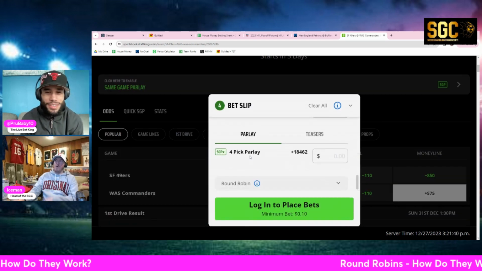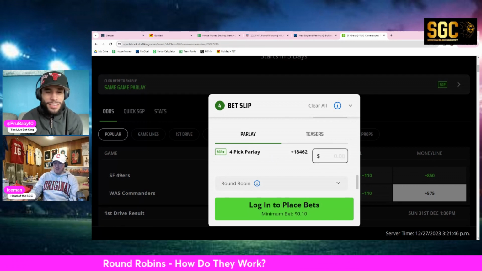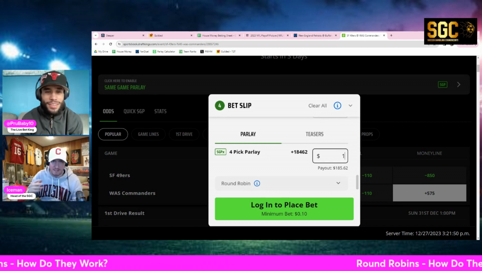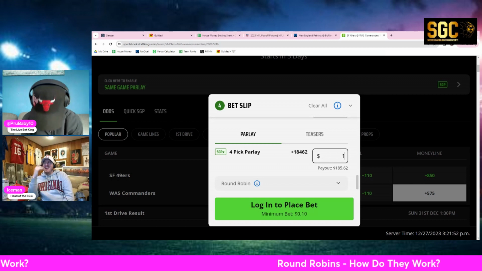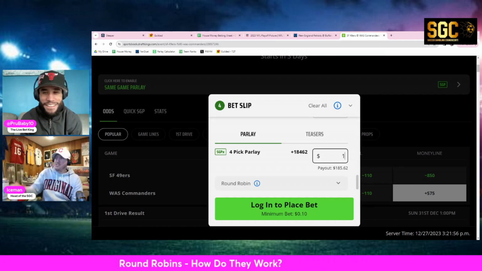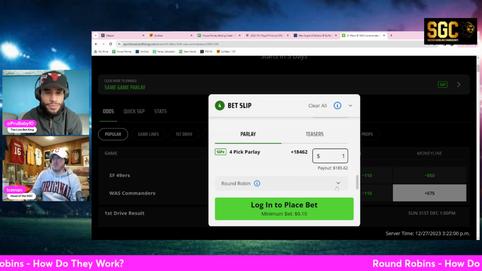We see here our 4-pick parlay plus 18,462. So one singular dollar on that 4-leg play. We're going to have to play this now, right? Would pay out $185. But as you see at the bottom of the screen here, it now gives you the option for a round robin.